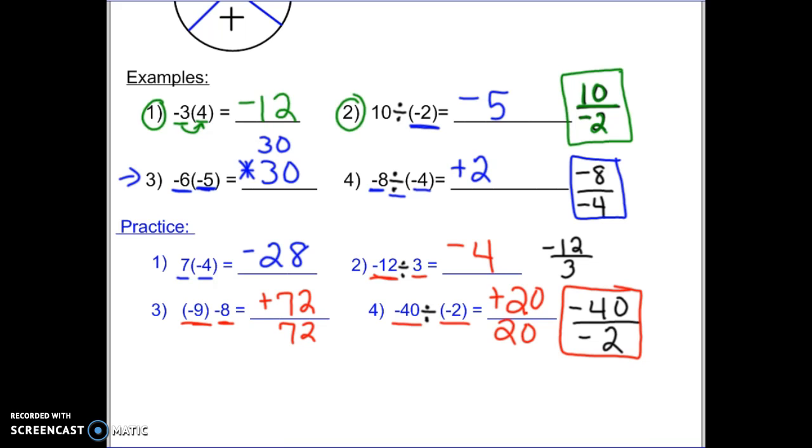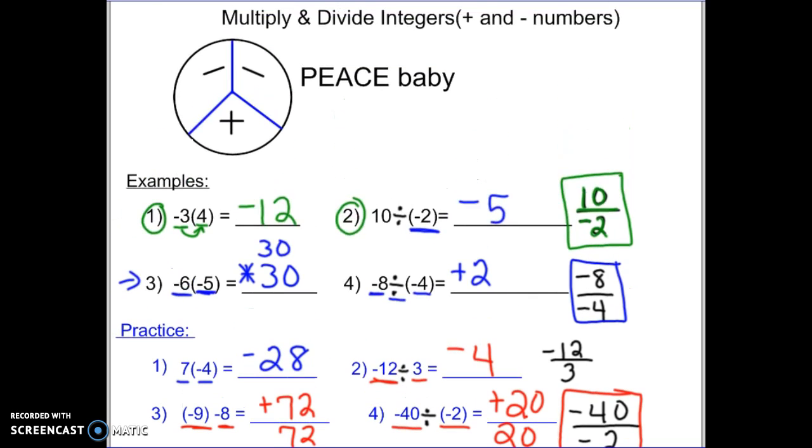Now, this peace sign or Peace Baby, you're just going to have to memorize it when you're multiplying and dividing with integers. Hopefully you got all 4 of those correct. And now that you're finished with your handout, you may put it in your pocket folder. Do not throw it away because we will refer to it later on.